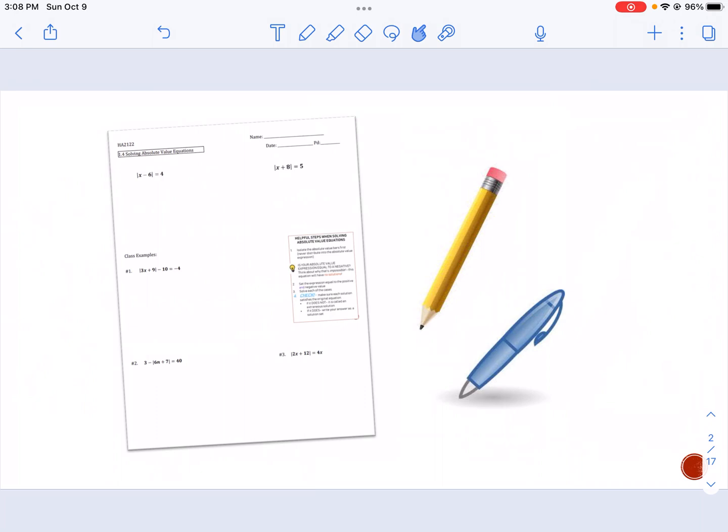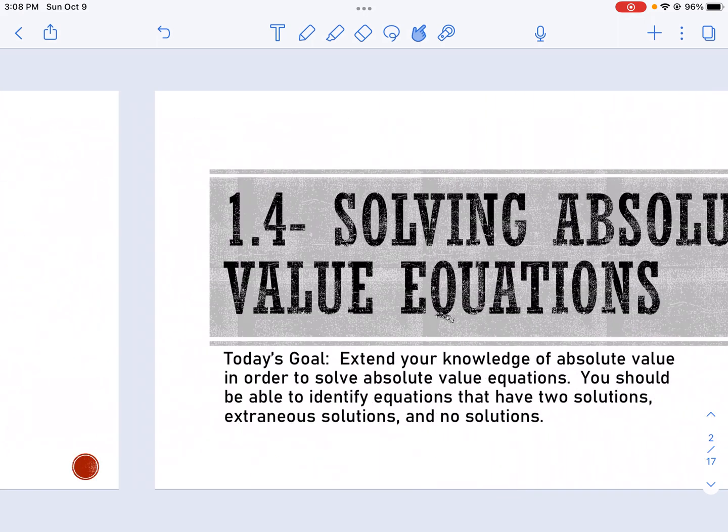Today we're going to be exploring absolute value equations. Before we begin, make sure you have the following materials out: a pencil, a pen for corrections, and a copy of today's class notes. Are you ready?